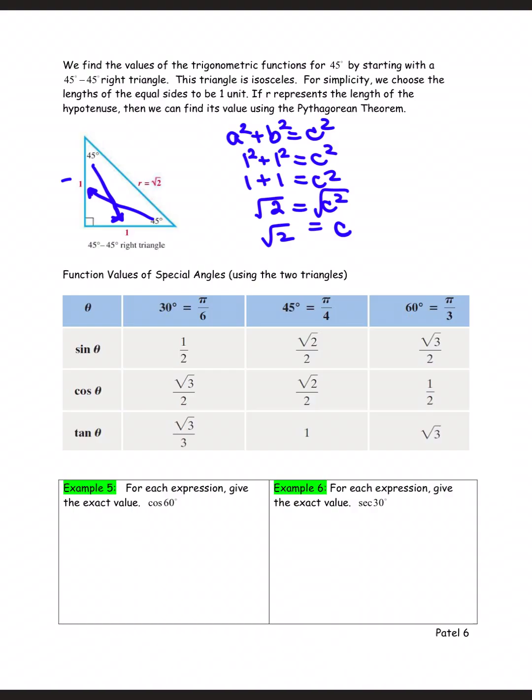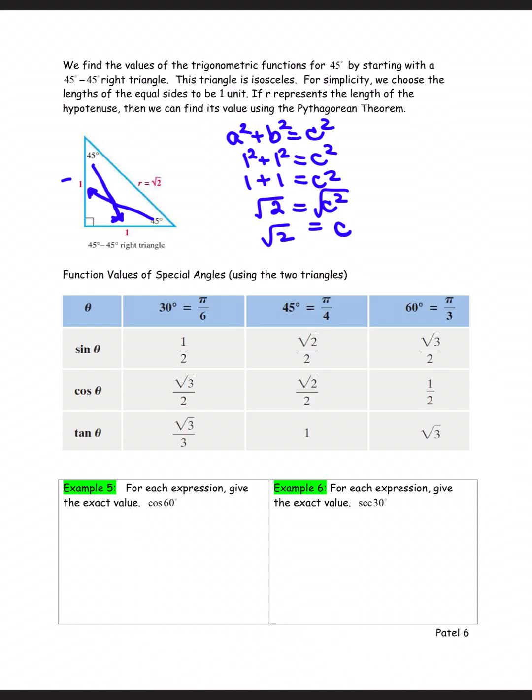For special angles, we're using these two triangles. Remember, 30 degrees is equivalent to pi over 6, because pi is 180, so 180 over 6 is 30. For 45 degrees, that's pi over 4, because 180 over 4 is 45 degrees. And 60 degrees is equal to pi over 3, because pi is 180, and 180 divided by 3 is 60. So all we're doing is using the two triangles to come up with this chart.